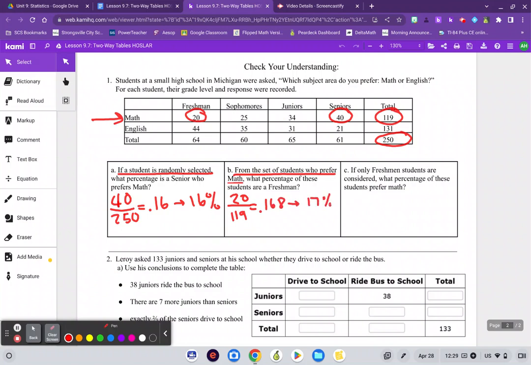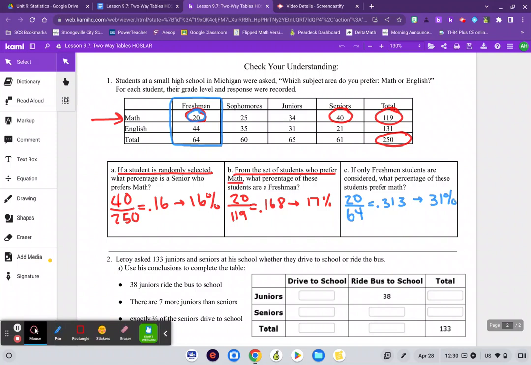Okay. And then C says, if only freshman students are considered. I'm going to switch my color here. So now only freshman students are considered. Means I'm looking at only this column. What percentage of these students prefer math? So again, still a 20. But this time it's out of 64 because there are 64 freshmen, and that's the only group I'm considering this time. And so when I divide, I get 0.313, which would then be rounding down to 31%.